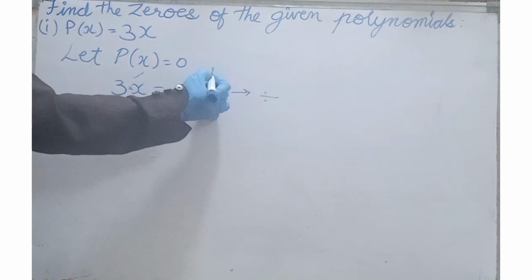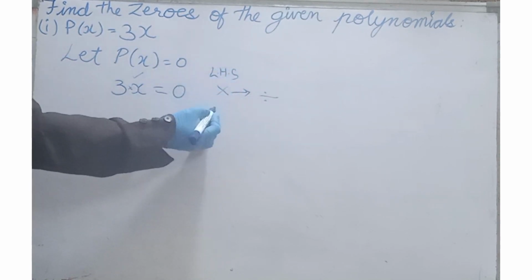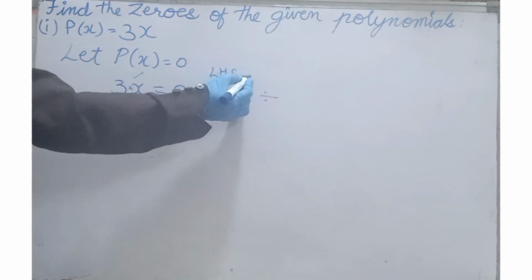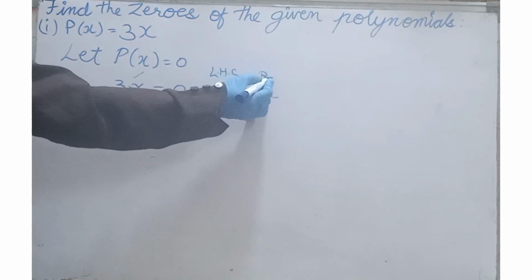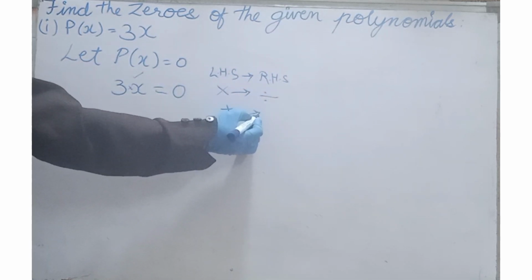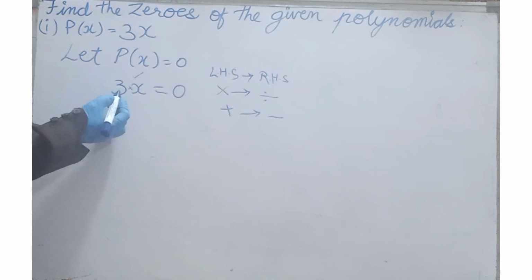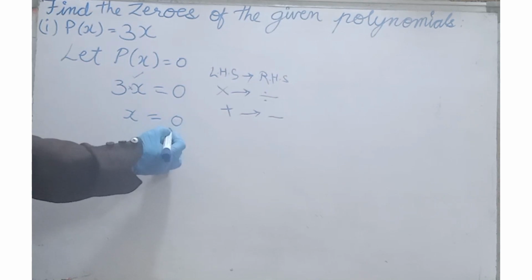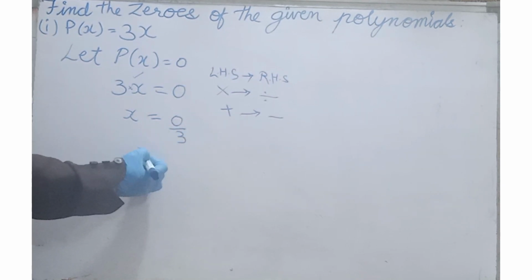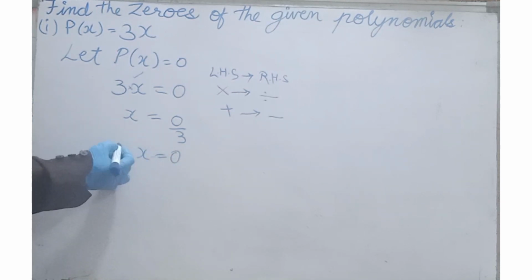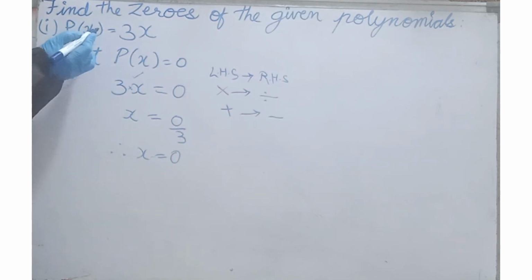You have to remember these things. Whenever we are changing something which is in multiplication on the LHS to the RHS, it will become division, and if it is plus, then it will become minus, and vice versa. So this 3 goes to RHS and it will become 0 by 3. So x equal to 0 by 3 is nothing but 0. So the value of x is 0 in this polynomial. Now we will do the next sum.